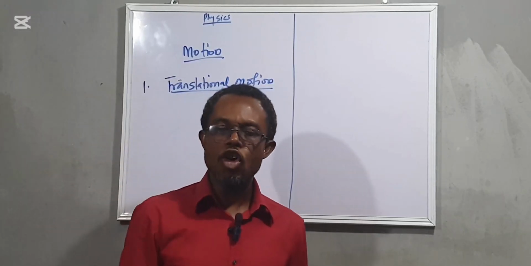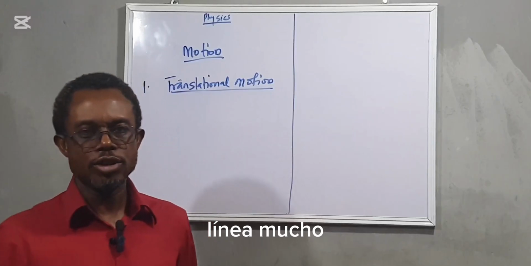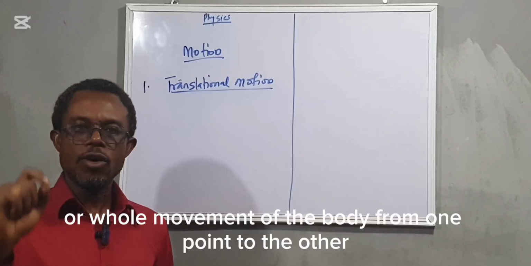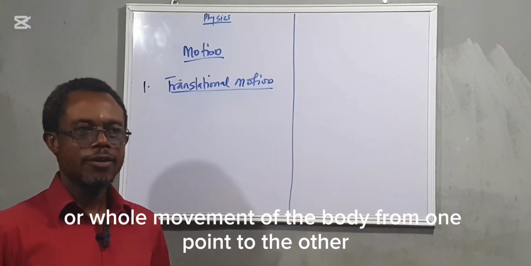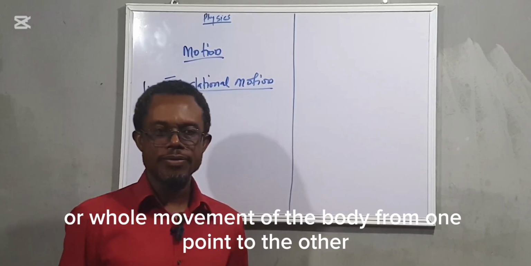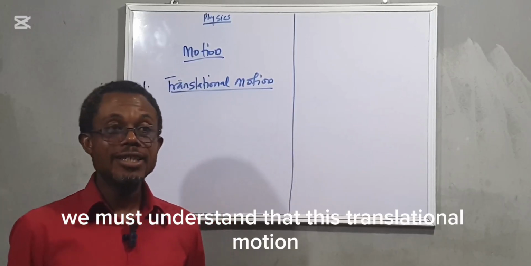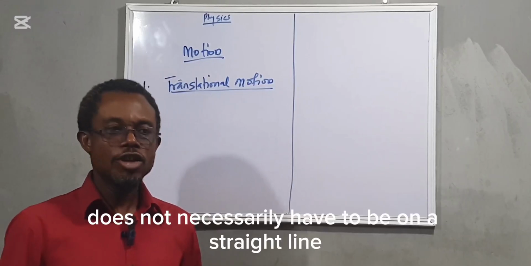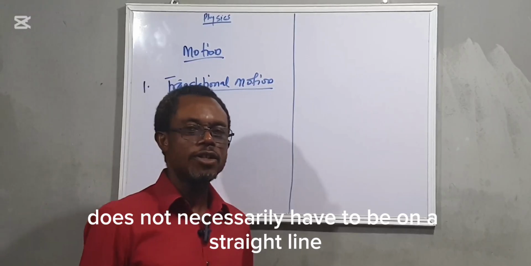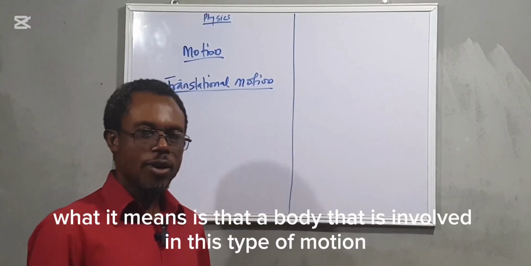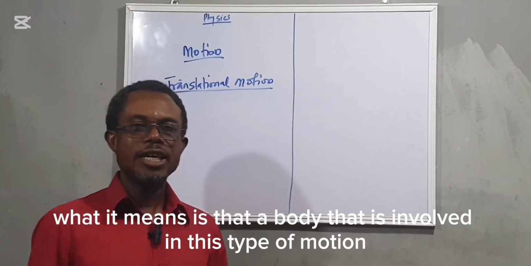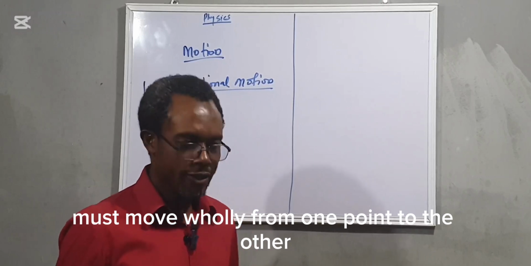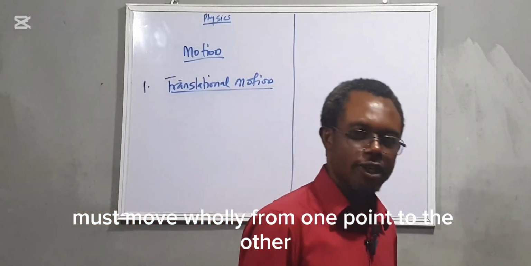Translational motion or rectilinear motion. This is the complete or whole movement of a body from one point to the other. We must understand that this translational motion or rectilinear motion does not necessarily have to be on a straight line. But what it means is that a body that is involved in this type of motion must move wholly from one point to the other.